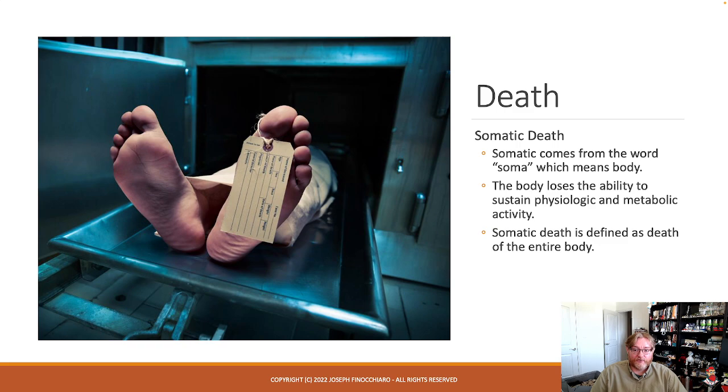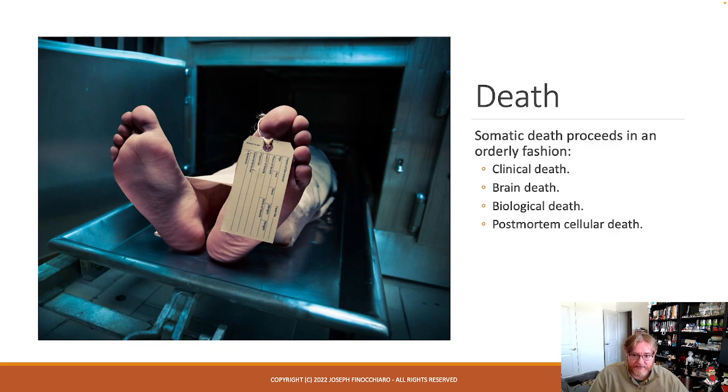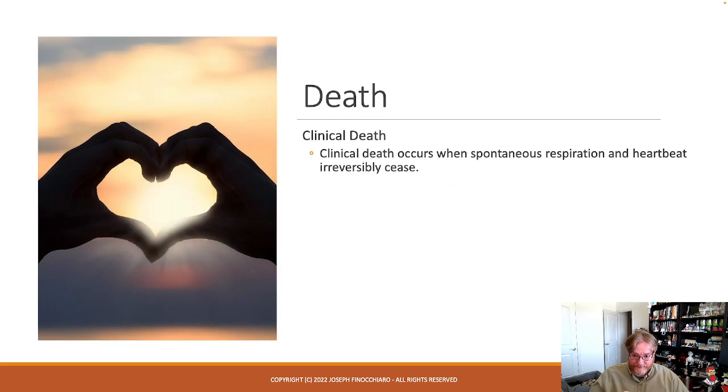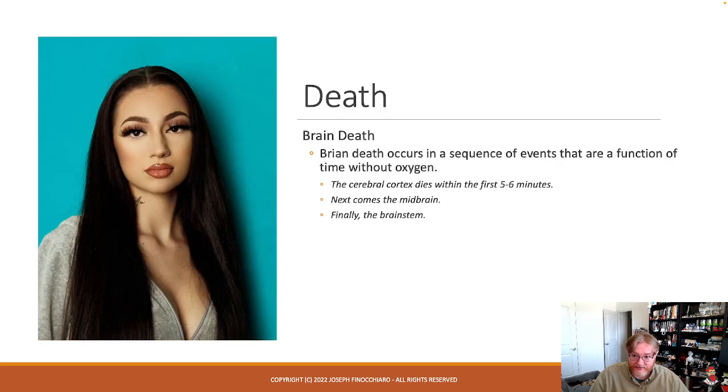Somatic death comes from the word soma, which means body. The body loses the ability to sustain physiologic and metabolic activity, and somatic death is defined as death of the entire body. Somatic death proceeds in an orderly fashion: clinical death, brain death, biological death, and then finally post-mortem cellular death. Clinical death occurs when spontaneous respiration and heartbeat irreversibly cease. You can no longer breathe and your heart is not beating.